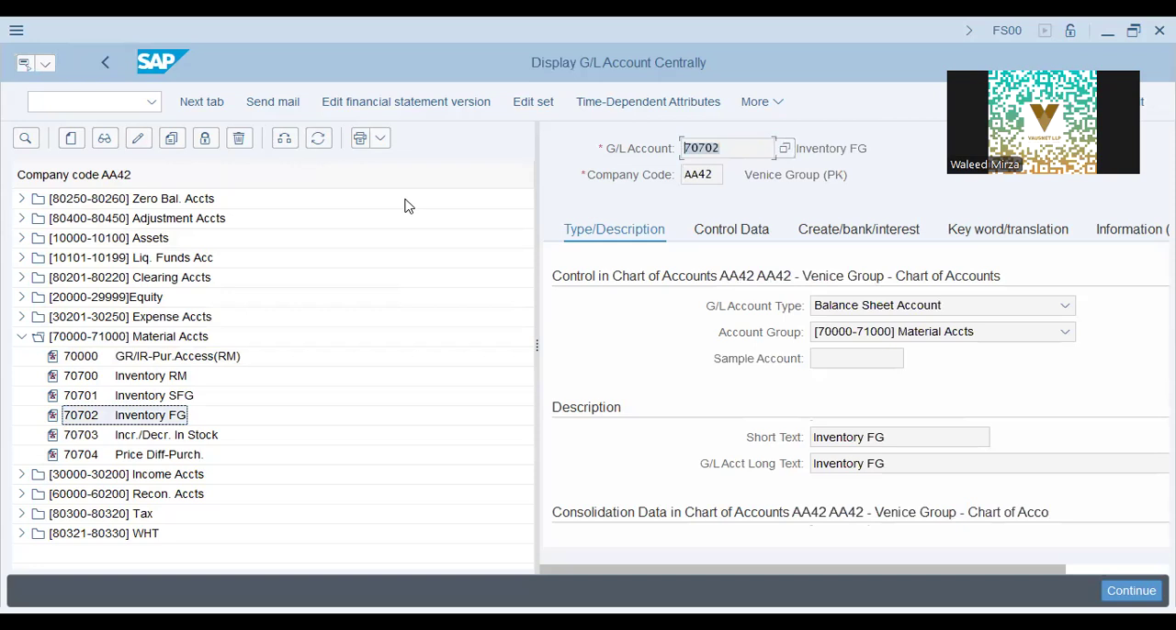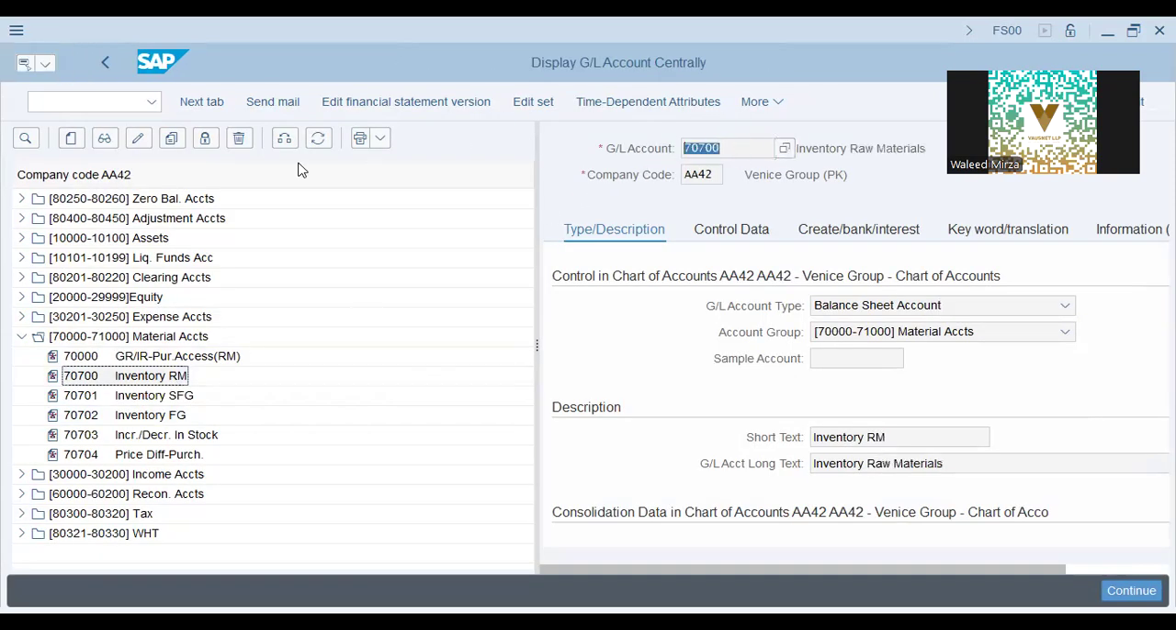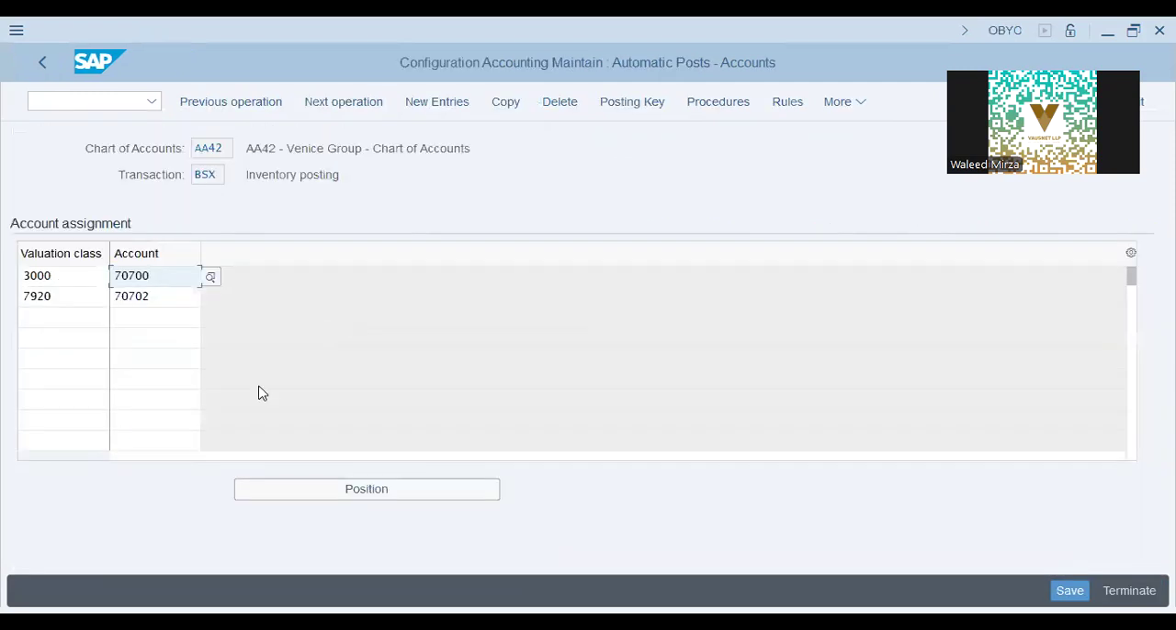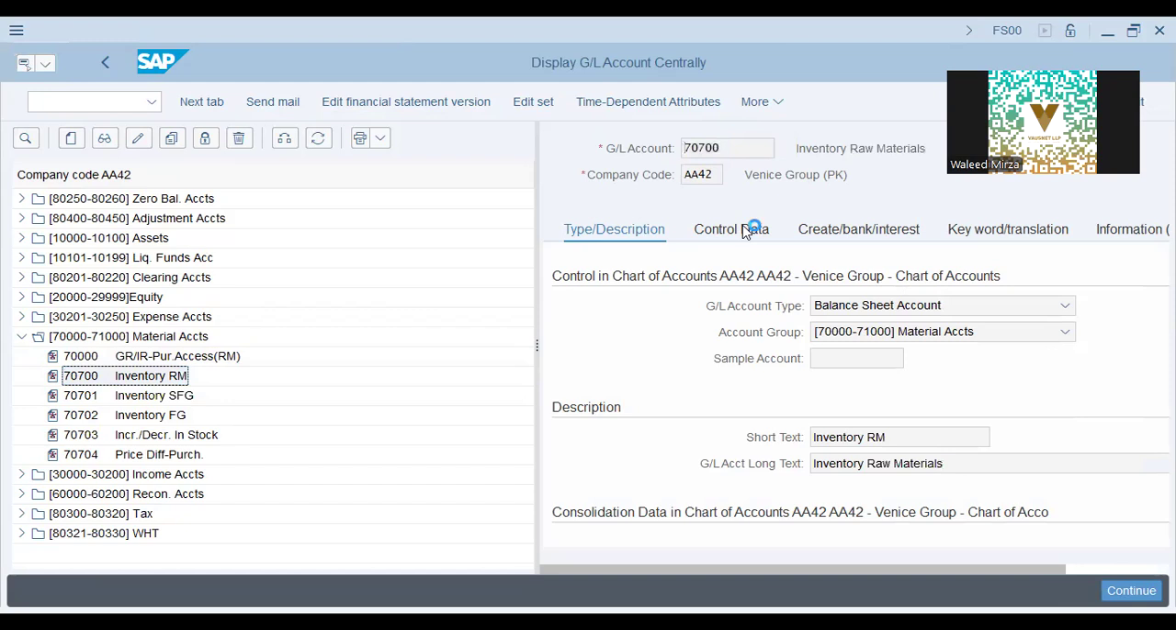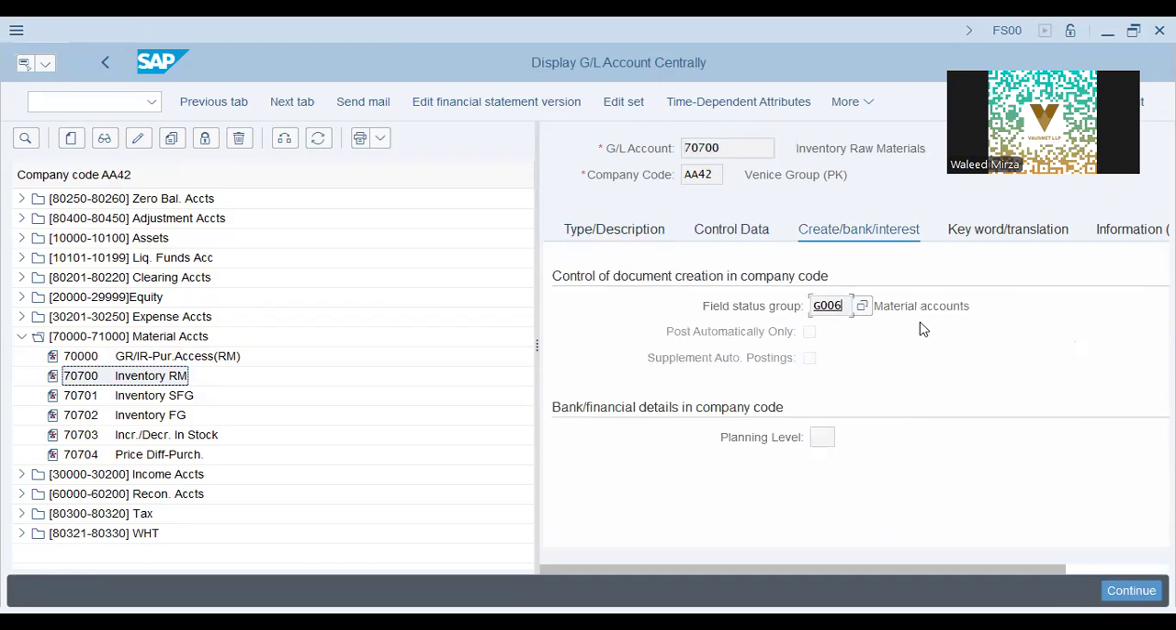70702, finished good, raw material 7070. This is a balance sheet account because this is an inventory account. Sort key is purchase order, and that's why we keep our GRIR account open. It is an auxiliary account. This is material accounts field status group. The GRIR account can be different for raw material, SFG, and FG.